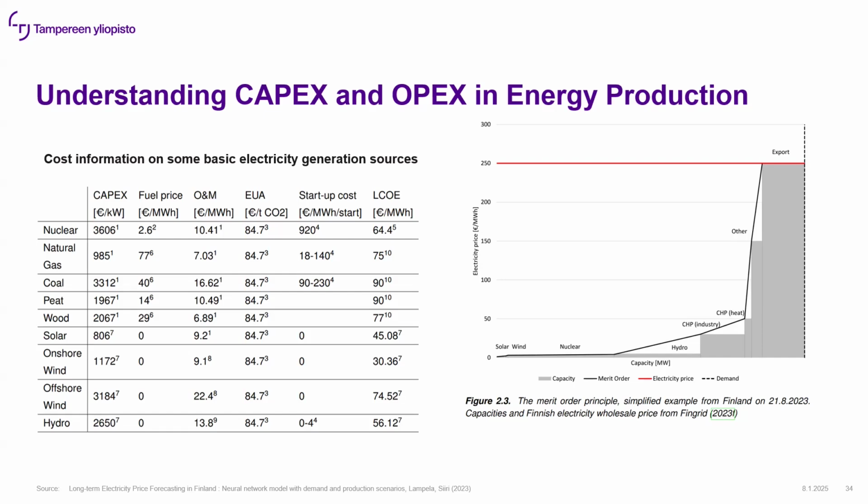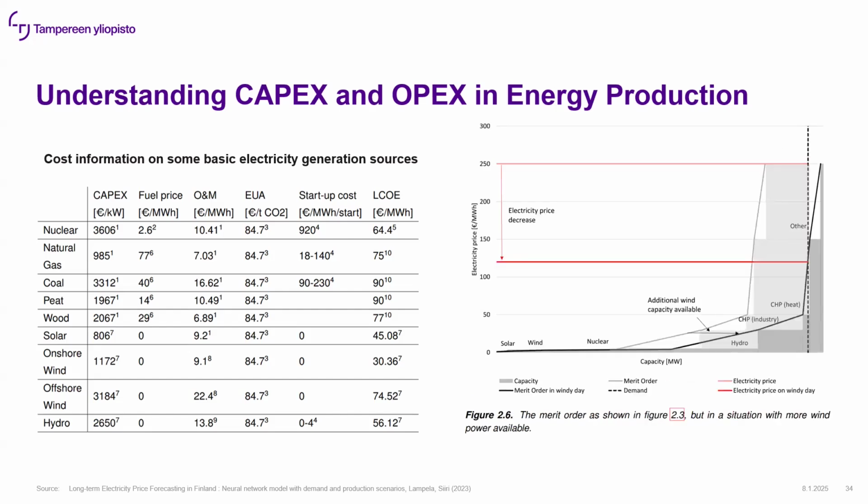But in here you have the merit order. Solar and wind are really cheap. Nuclear, if you have an old power plant that doesn't have too much capex left, then nuclear is the cheapest one. Then you have hydro, CHP industry, or CHP district heating, and then there's the export.